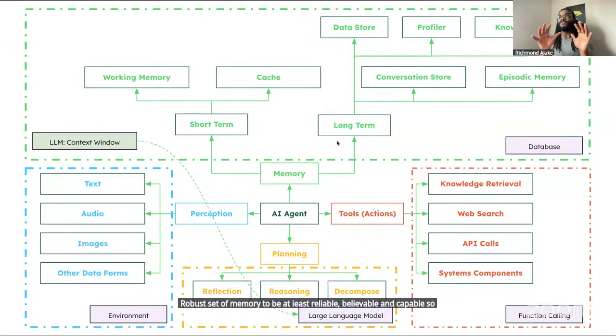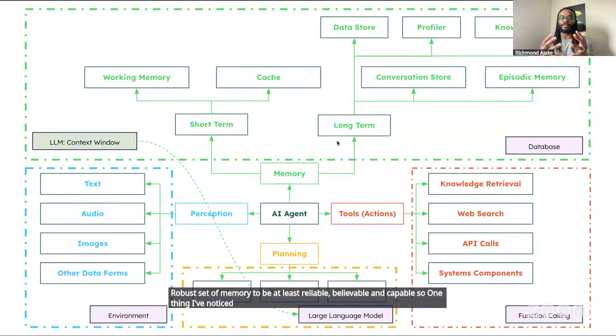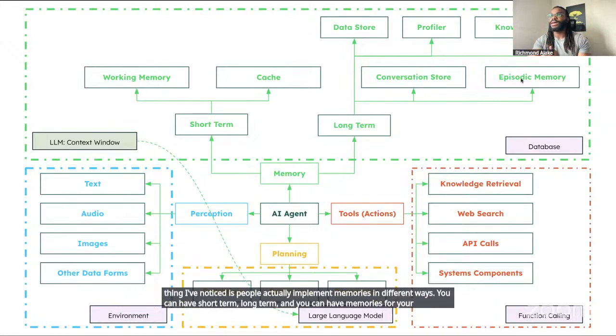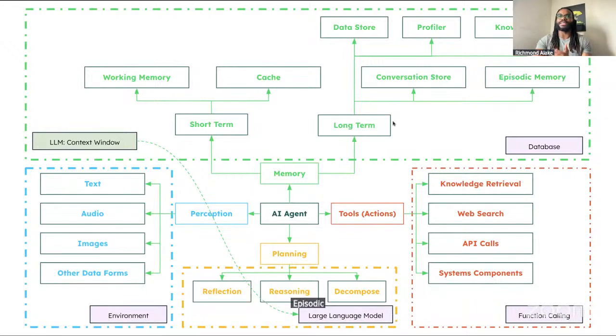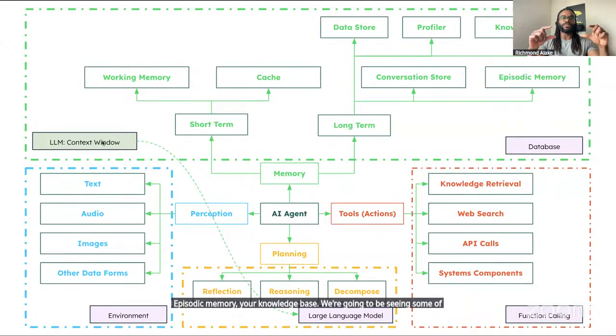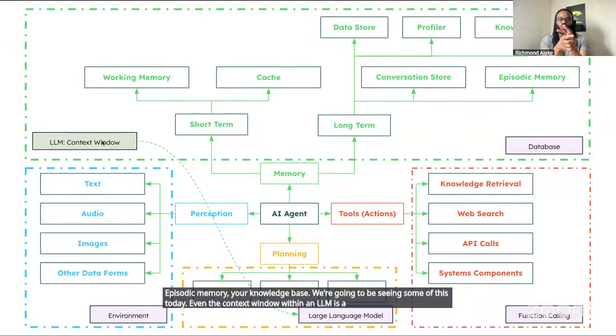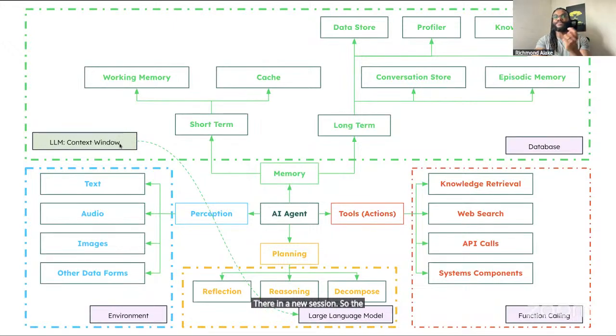One thing I've noticed is people actually implement memories in different ways. You can have short term, long term, and you can have memories for your conversational store, episodic memory, your knowledge base. We're going to be seeing some of this today. Even the context window within an LLM is a form of memory. It's just a short term memory. So don't store your conversation history in the context window and expect to see it there in a new session. The context window is a form of memory, but it connects all the way back to the LLM over here. So that's the key bit, memory.